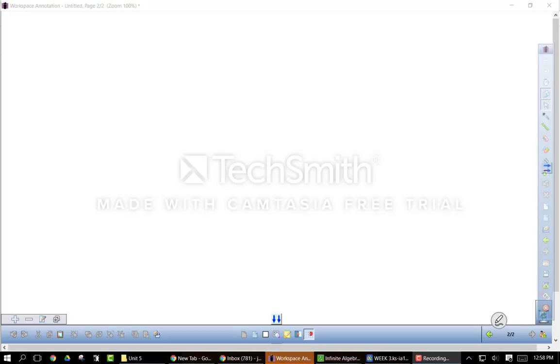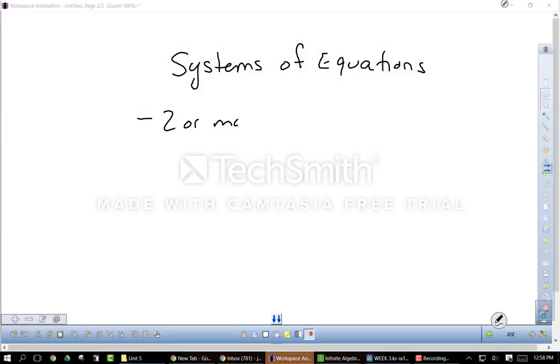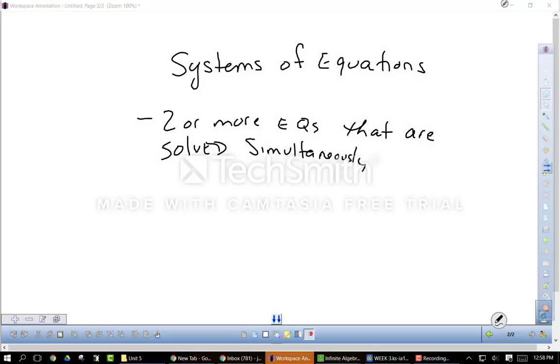So systems of equations. What a system of equations is, is two or more equations that are solved simultaneously. And simultaneously means that it's the same answer for both equations, or three equations, or four equations, or whatever it is. So whatever the answer we get, it solves both of them.